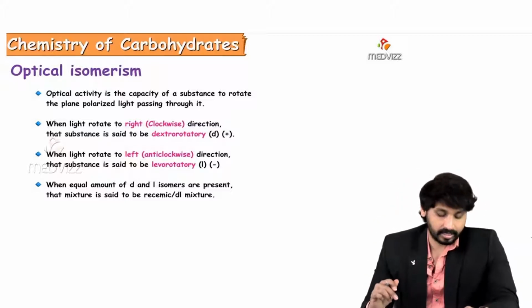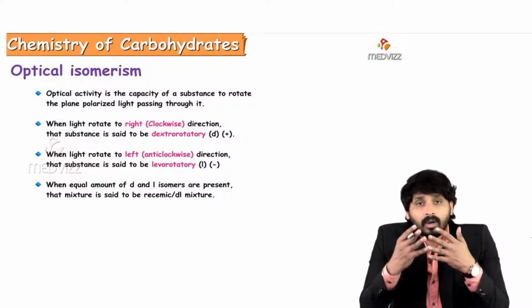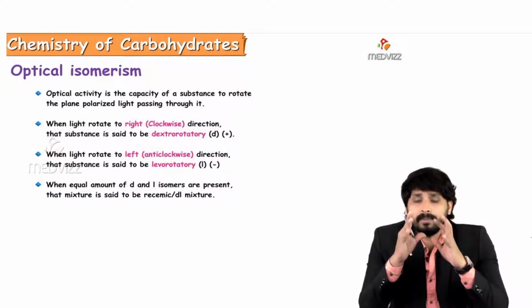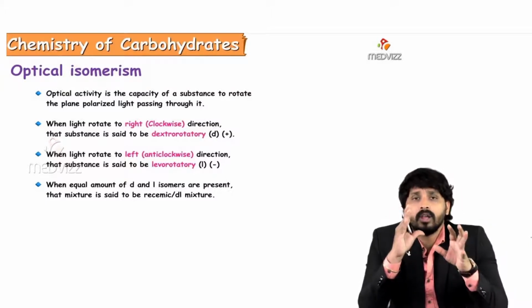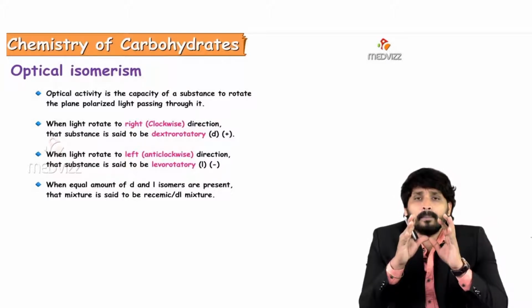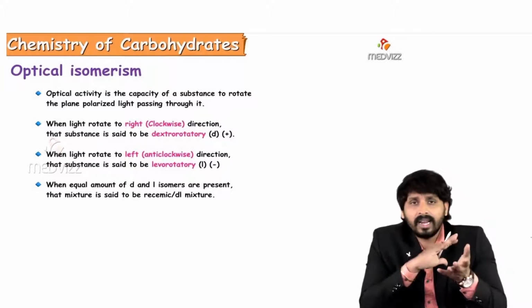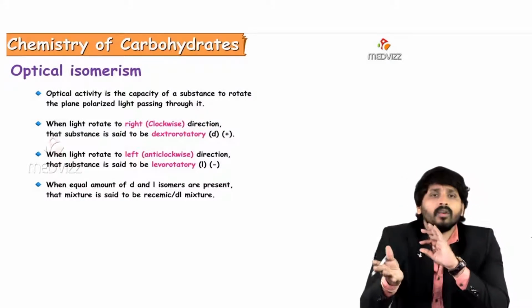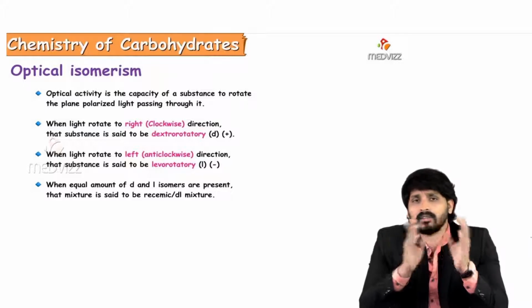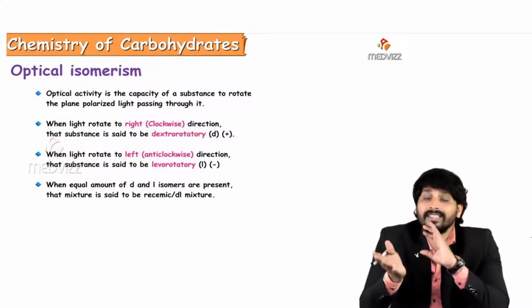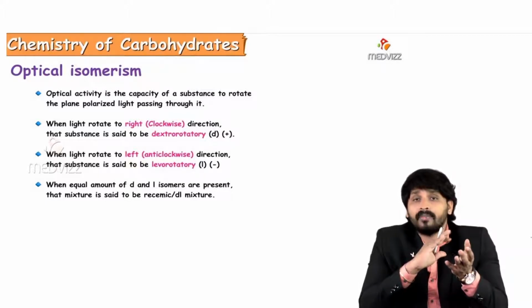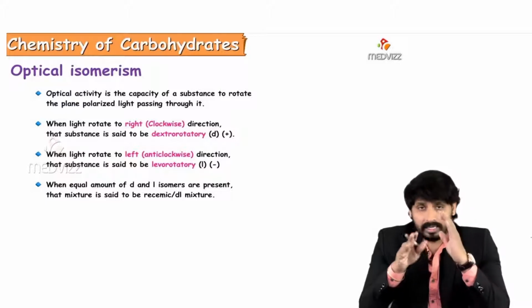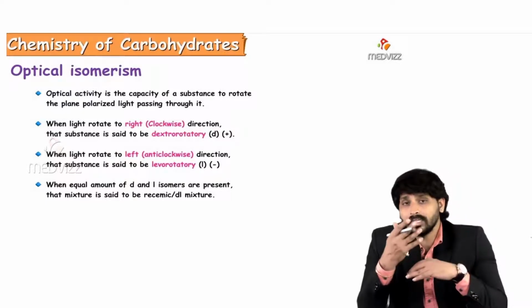Next, coming to optical isomerism. Optical isomerism is based on the capacity of a substance to rotate plane polarized light. If I pass plane polarized light through a solution, the substances in the solution may rotate that plane polarized light towards the right side or left side, clockwise or anti-clockwise direction. If they rotate it towards the right side in clockwise direction, they are known as dextrorotatory.